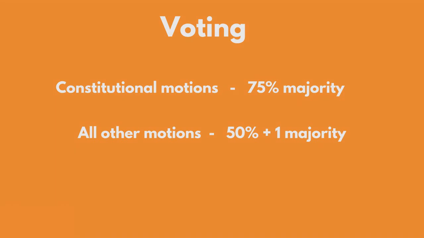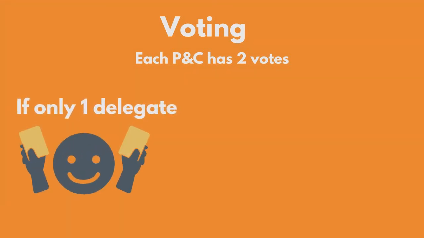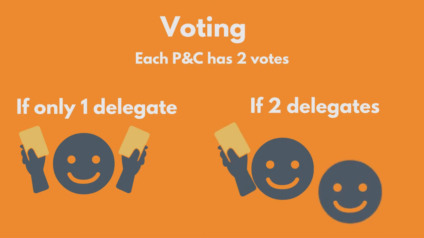If it is a constitutional motion, it requires a 75% majority to be carried. For all other motions, only a simple majority is required. This is 50% plus one of delegates. When voting, each affiliate has 2 votes. If your affiliated organisation has only one delegate, you will need to hold up a yellow voting card in each hand. If you have 2 delegates, you will each need to hold up a voting card. In this case, both delegates must vote the same way.